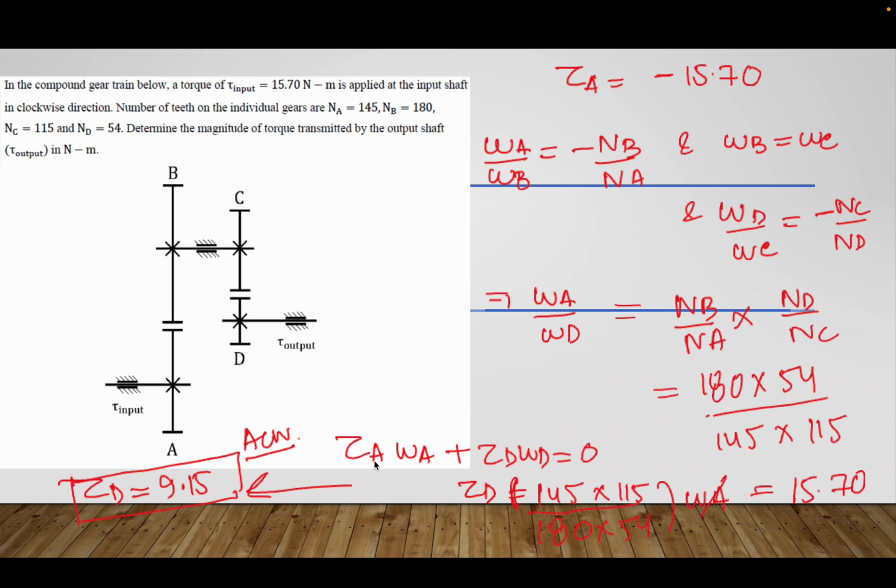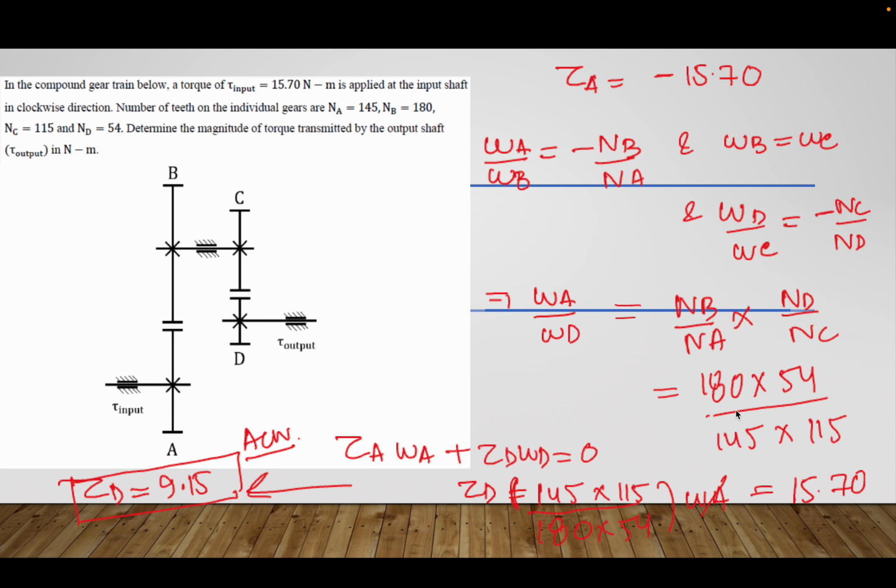Okay, now we know the value of tau A, we want to know the value of omega A and omega D. Okay, so we can do that as we have done in previous questions as well. These two are connected in series, so omega A upon omega B is equal to minus NB upon NA. Omega B and omega C are mounted on the same shaft, so the angular velocity will be the same, and omega D upon omega C is equal to minus NC upon ND. Using these three equations we can get the relation between omega A upon omega D.